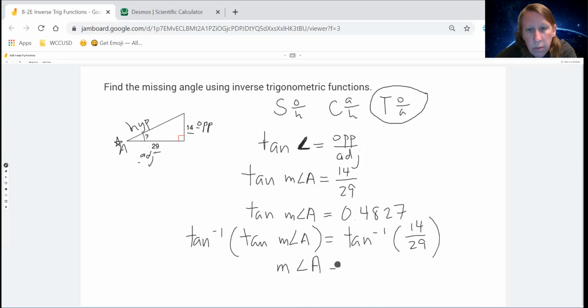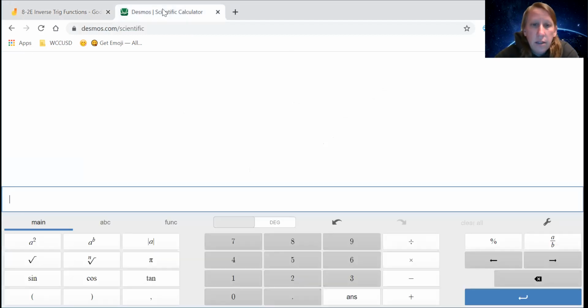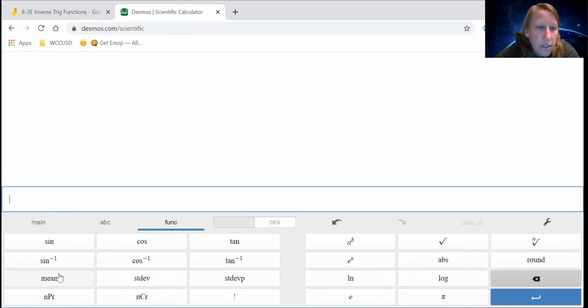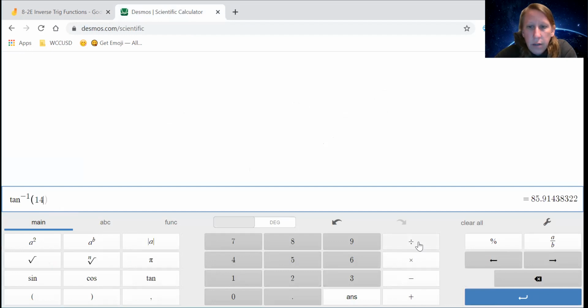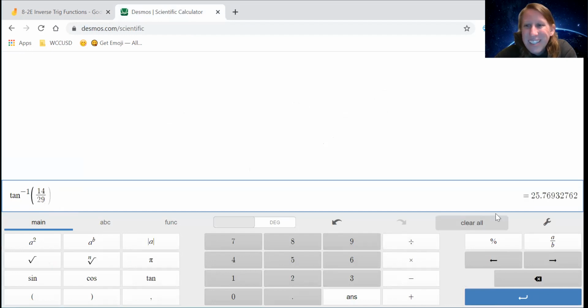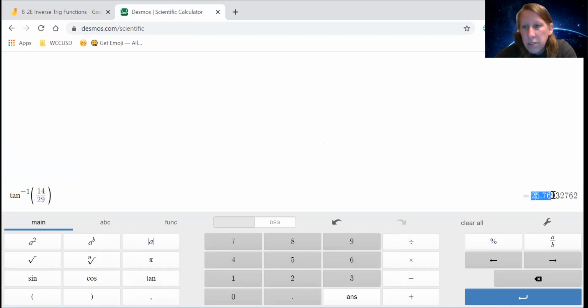So if I want to know the measure of angle A, I can type this into Desmos and it will tell me. To find the inverse tangent, you look in the functions and you can see there they are. There's the sine, there's the inverse sine, there's the cosine, inverse cosine, there's the tangent, inverse tangent. That's the one we want. And then we're going to do 14 divided by 29. It's going to tell us pretty close what the angle measure is.